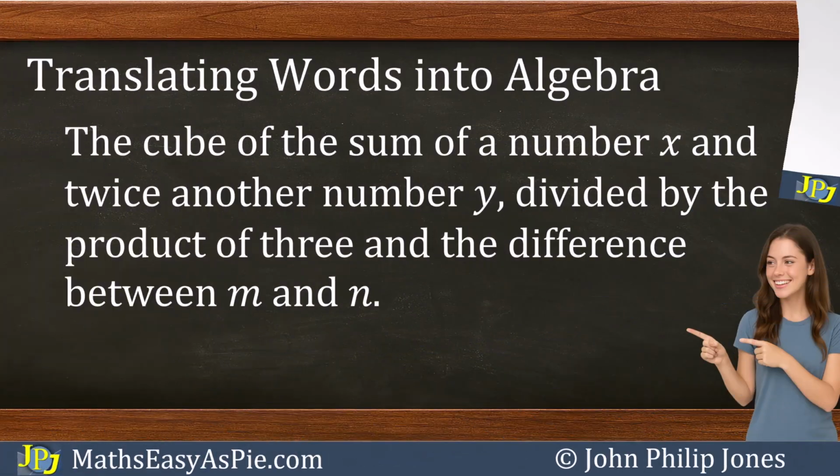In this video, we'll continue the theme of translating words into algebra. For this example: the cube of the sum of a number x and twice another number y, divided by the product of 3 and the difference between m and n. Have a go at this and I'll show you the solution on the next slide.